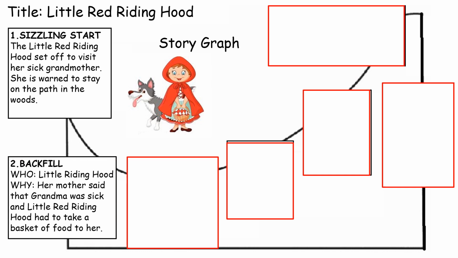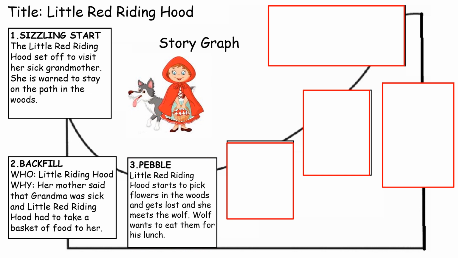Backfill, who? The character was Little Red Riding Hood. Why was she going? Because her mother said that her grandmother was sick and Little Red Riding Hood had to take a basket of food to her. Problem number 1. Little Red Riding Hood starts to pick flowers in the woods and gets lost, and she meets a wolf. The wolf wants to eat them for lunch.